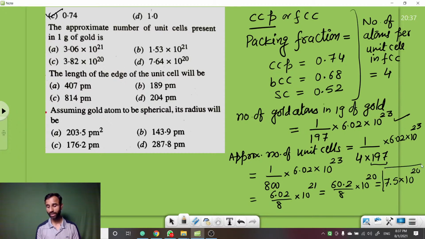It is slightly greater than this because we take 197 as 200. That means it is more than 7.5 × 10^20. So only one option is close to it, that is D. So option D is correct. Got it? Now next question.